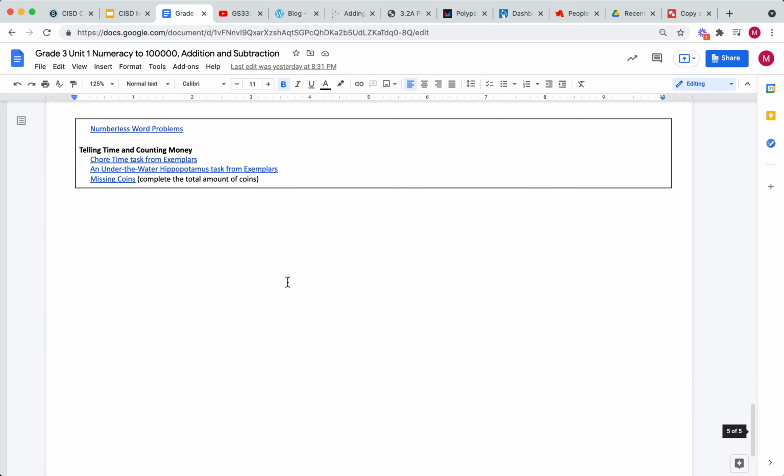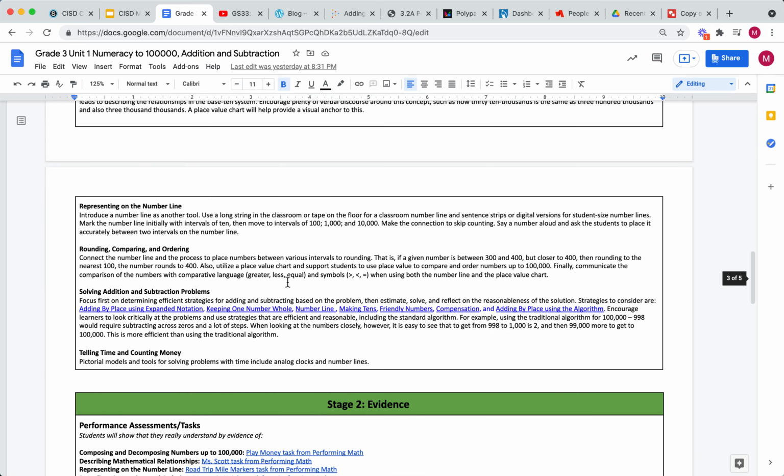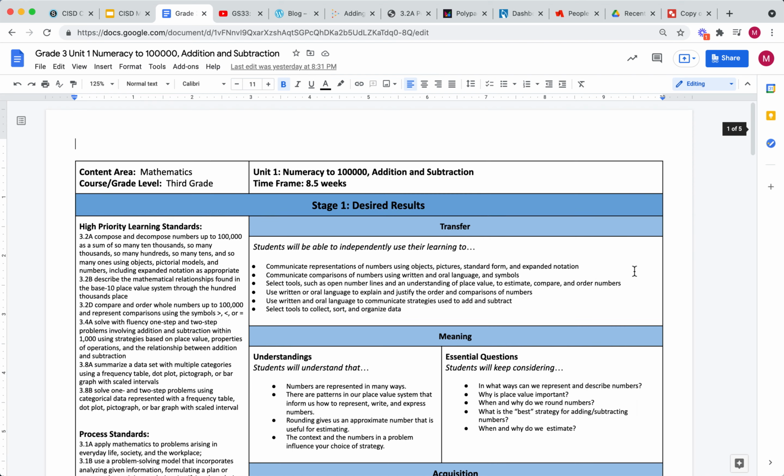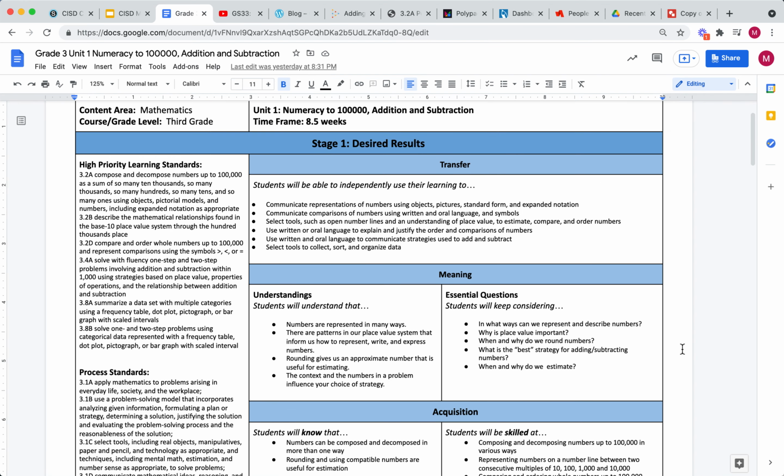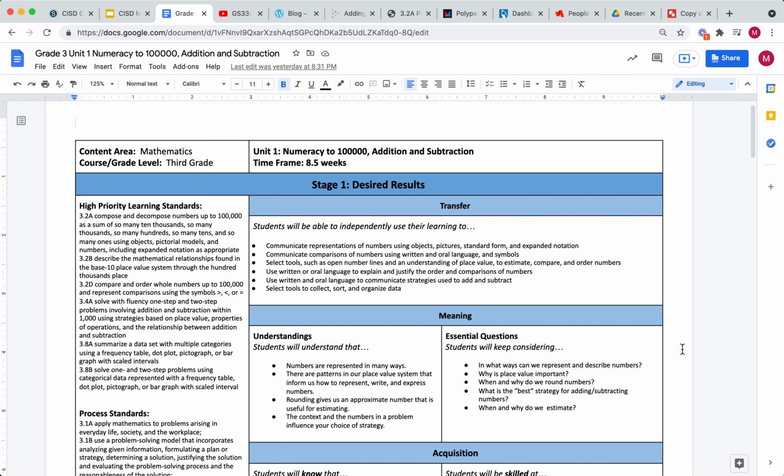I've been working to make this Google document more accessible, cleaner, and clearer for you as the educator in order to design and implement this weekly scope and sequence, and I hope that it's very helpful for you.